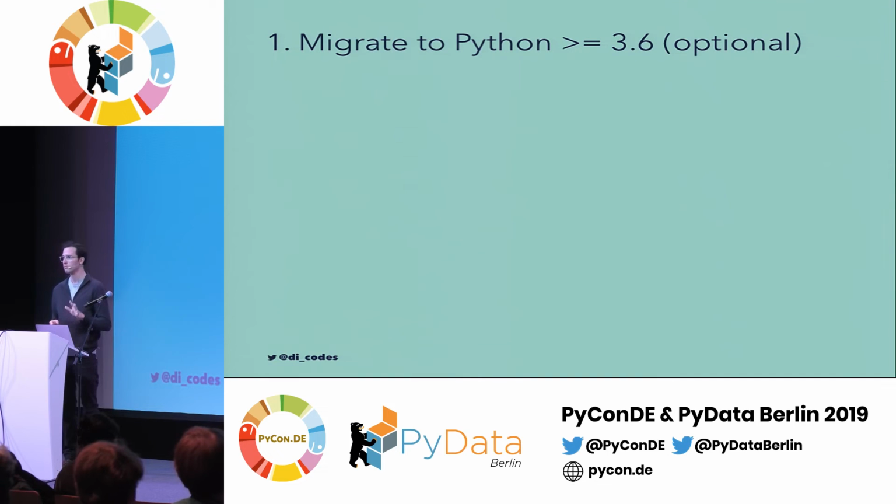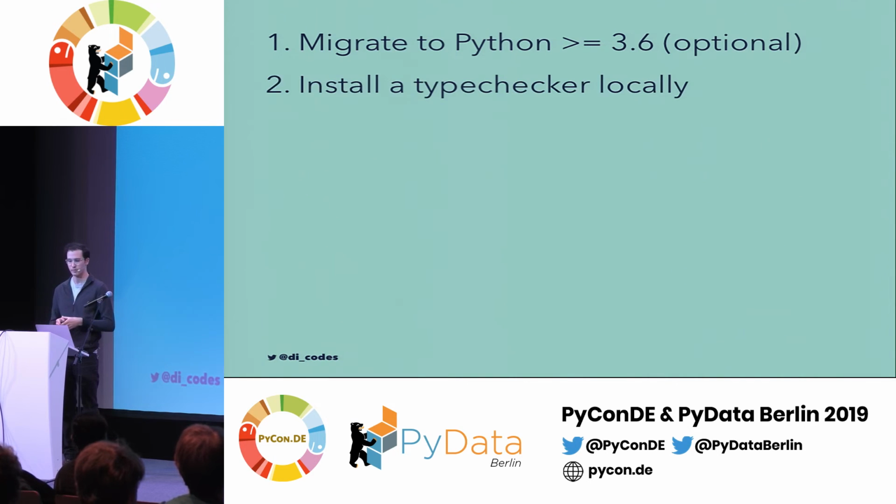So first, maybe consider migrating to Python 3.6. That's going to give you all of the latest features. You can do type comments inline and all that stuff. And let's be honest, you should migrate to a modern Python version anyway. But yeah, that's technically optional. You can still do type comments in Python 2.7.